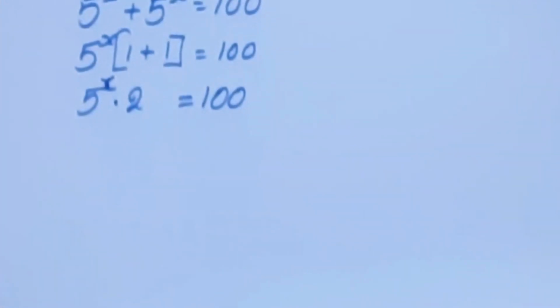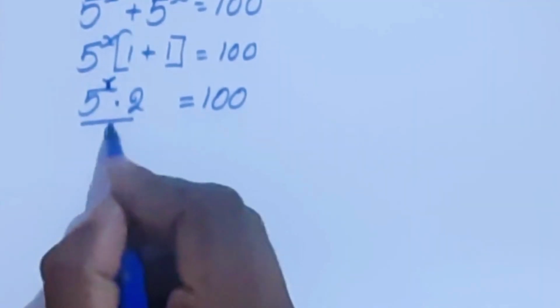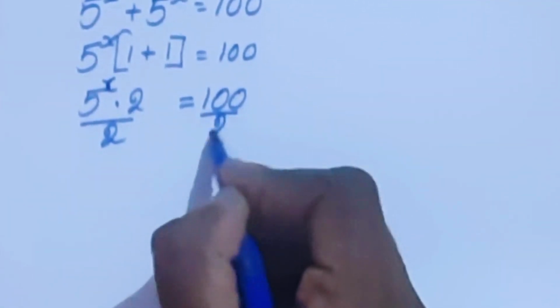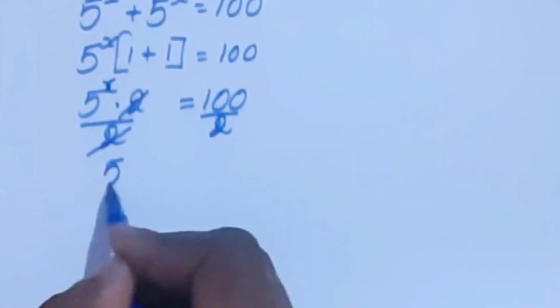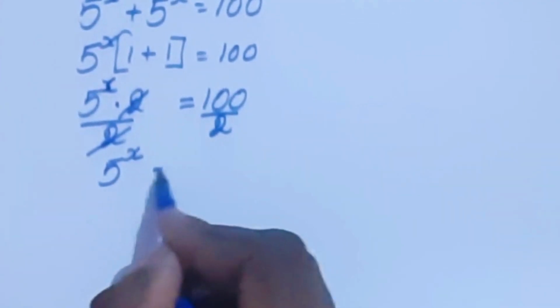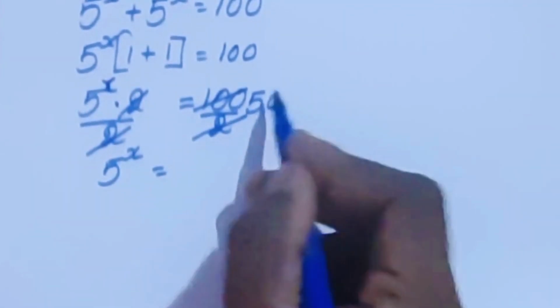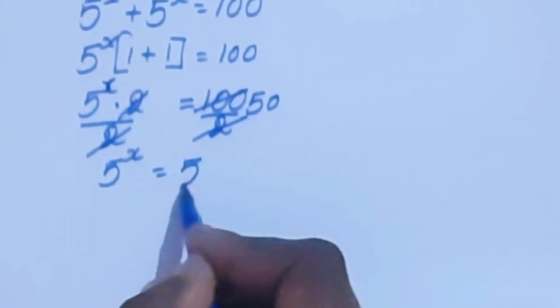100. Here we are going to divide by 2 on both sides. So here 2, now this 2 cancels this. Here we have 5 power x equal to, simplifying, we get 50. So 5 power x equal to 50.